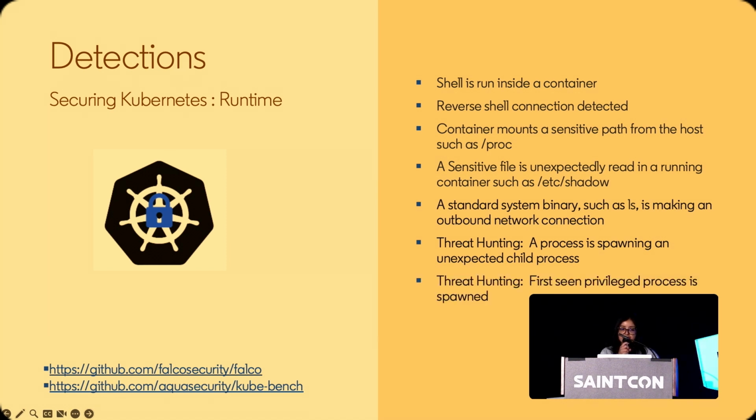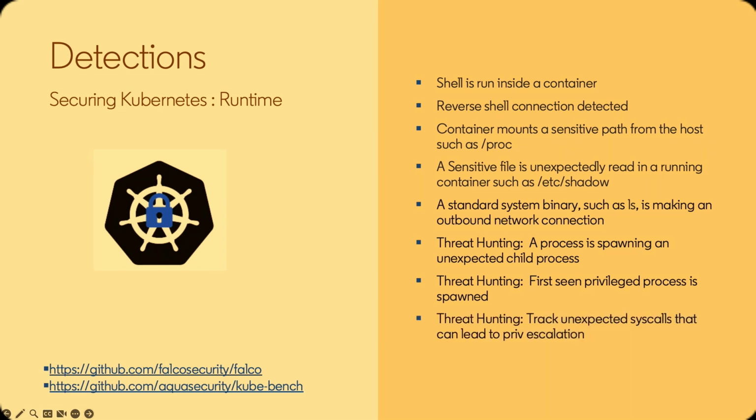Similar is when a first-seen privileged process is spawned, or tracking unexpected system calls that can lead to privilege escalations. The point being, know your environment: what is an anomaly, and what is a known good or normal baseline behavior.